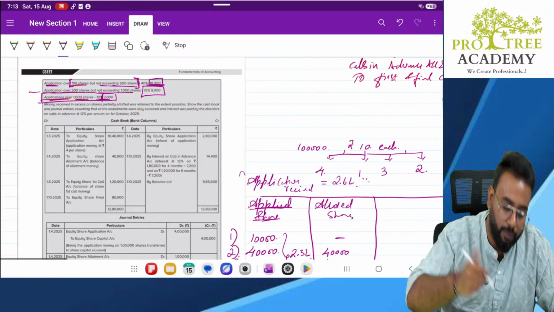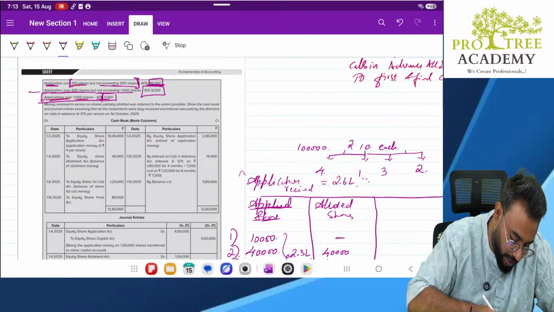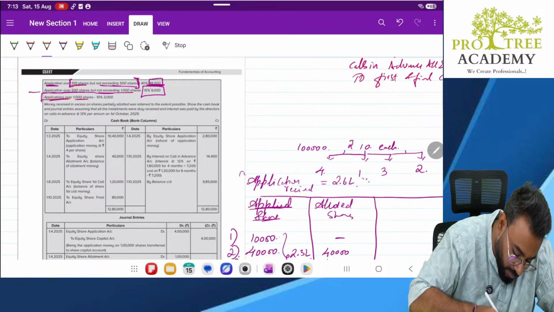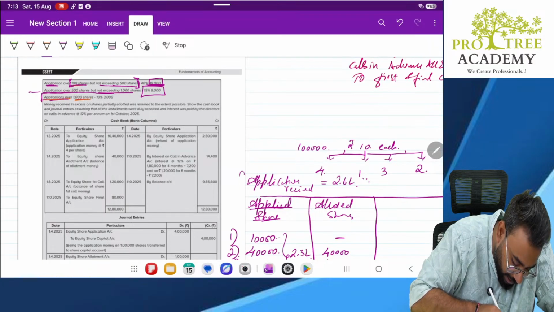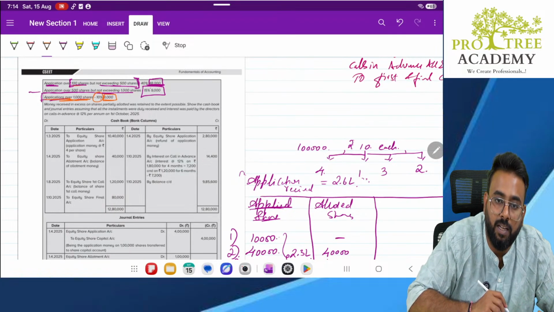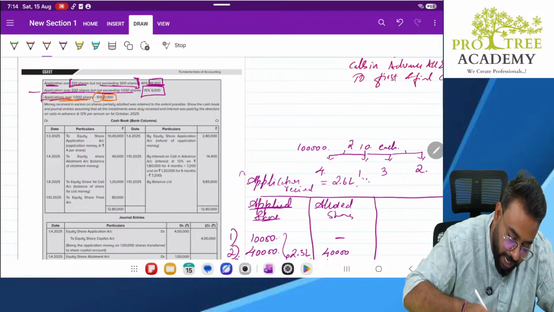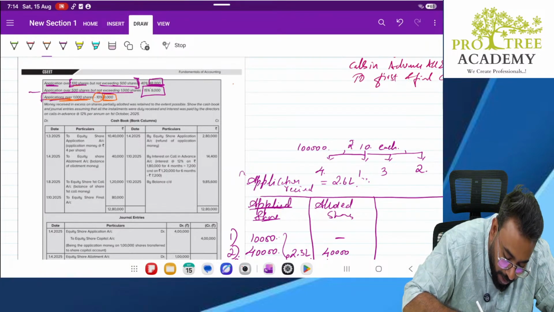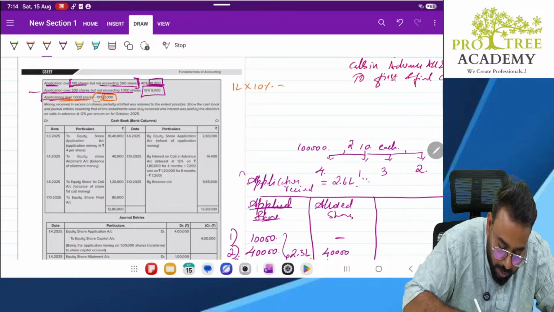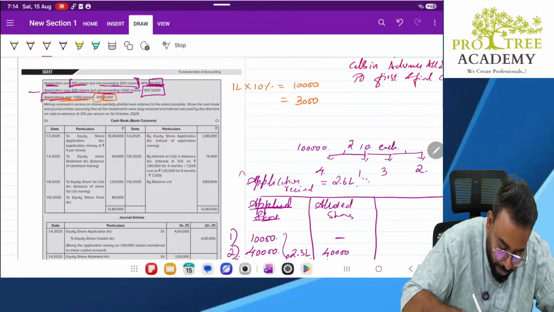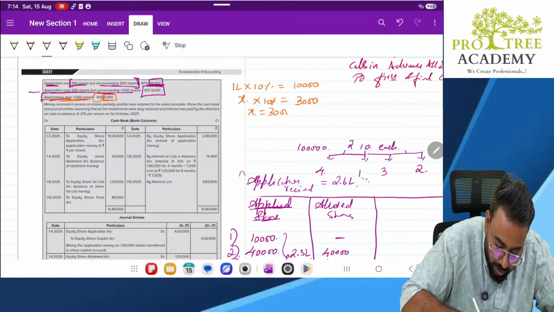There is one more way of calculating this. What is one more way of calculating this? See here. Application exceeding 1,000 shares were allotted only 3,000. Here they have given a percentage, 10%. What do you mean by this 10%, sir? This 10% is nothing but if you have applied 1 lakh, 10% of this were allotted. So now your number is 3,000, which is 10% of X. So X is equal to 3,000 divided by 10%, that is 3 lakhs.